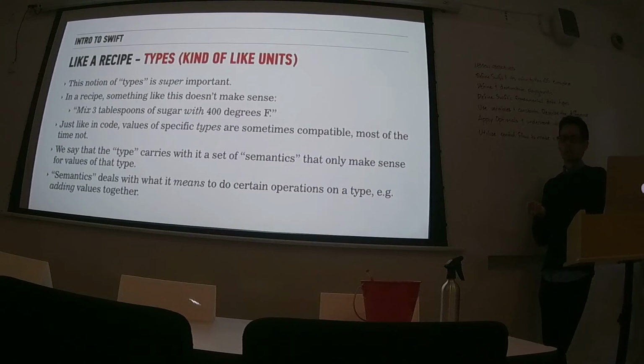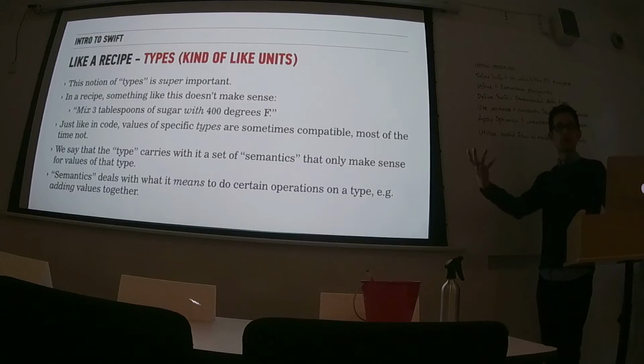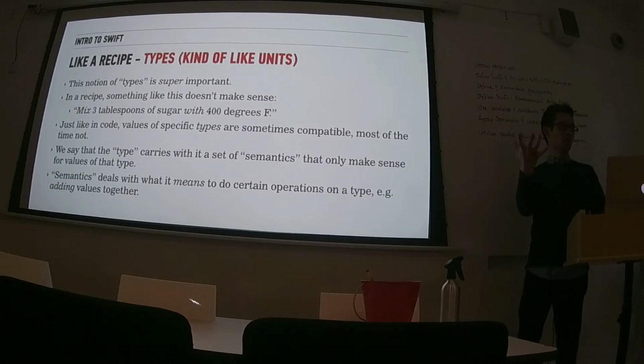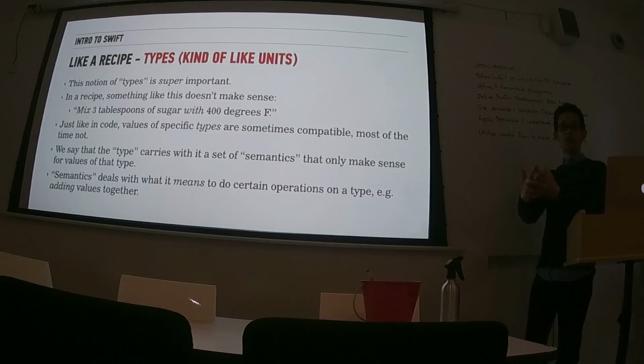In code, it's the same case. Types have to be compatible. When we're talking about one type of stuff, it has to be compatible with another type of stuff in order to perform operations on them that make sense.